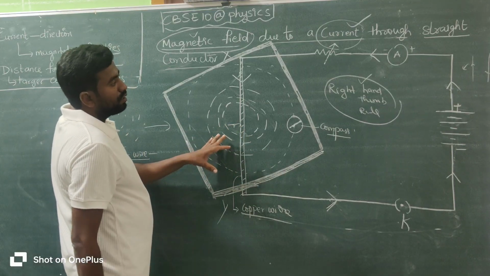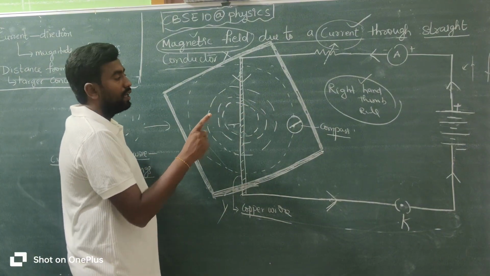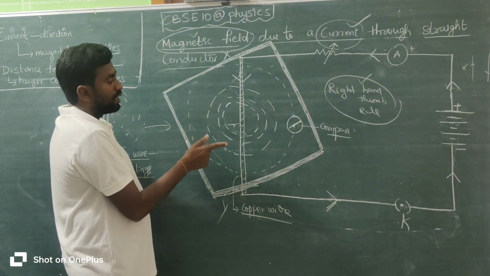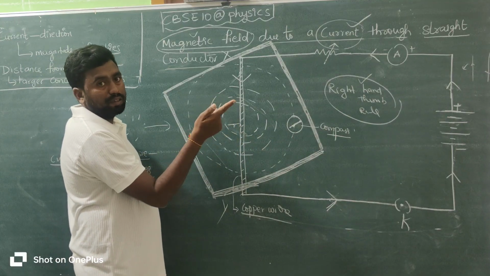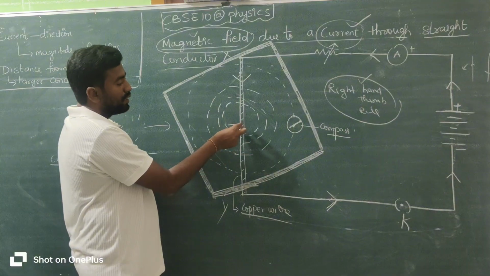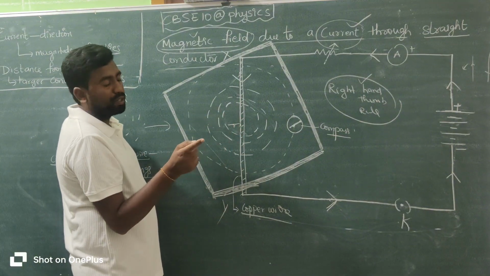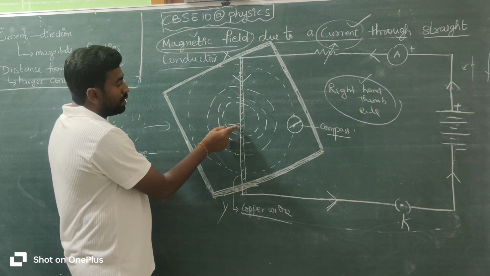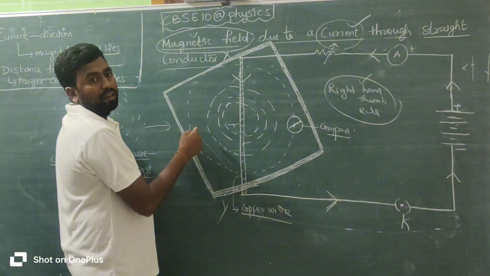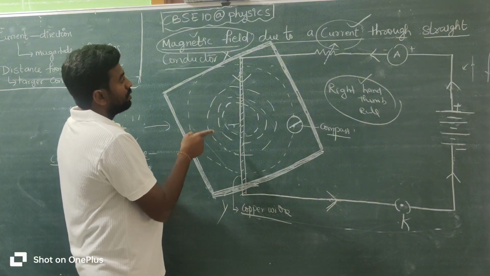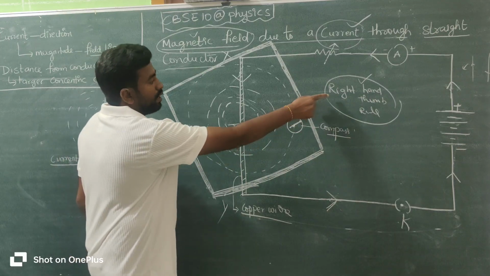From this, there are three observations in this experiment. First, if you change the direction of the current, the magnetic field direction changes. Second, if you increase the current, the concentric circles are closer and the magnetic field is more. If you decrease the current, the concentric circles are bigger and the magnetic field is weak. And the third observation is, if you move away from the copper wire, the concentric circles are bigger, the magnetic field decreases. And this concept, the magnetic field in a straight conductor, is explained by the right hand thumb rule.